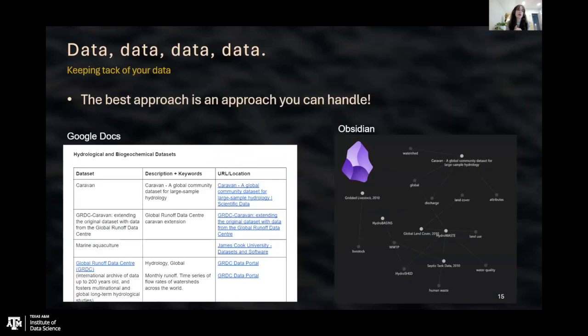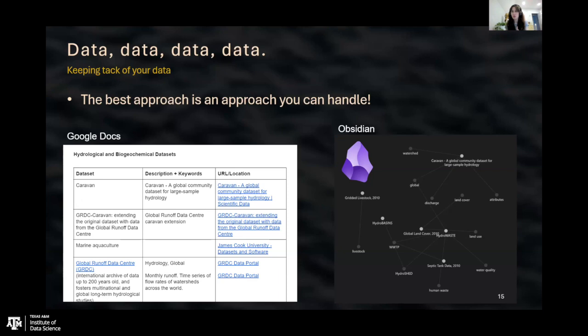I highly encourage y'all to do this, if you don't already: document your data sets in some way. I started out using Google Docs, and it's extremely rudimentary, just putting the data set names and keywords so I can Control-F it, and then the URL. Do that if you're busy and you don't have the time to set up a huge database.